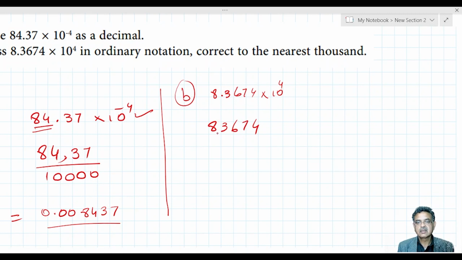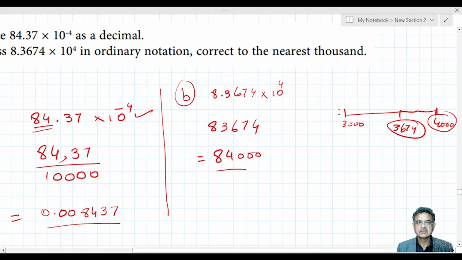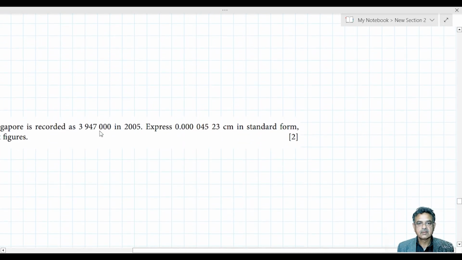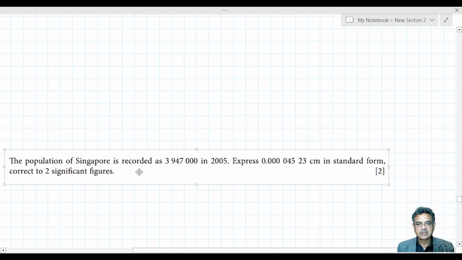Now he says that give this in ordinary notation to the nearest 1000. So 3674. Look, here it is 3000. On the other end, if here it is 4000, then 3674, which thousand is it nearer? Obviously that is 4000, so it will be 84,000. That will be the answer. Okay, now another one.